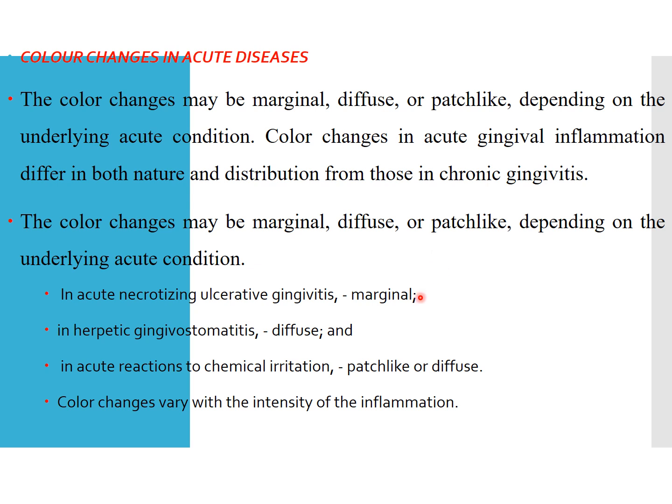Mostly it will be a whitish gray color for the acute diseases. In acute necrotizing ulcerative gingivitis it will be marginal. In herpetic gingivostomatitis it will be diffuse. And in acute reactions to chemicals it can be patch-like or diffuse. Color changes vary with the intensity of inflammation. So in acute infectious disease, it can be either marginal, diffuse or patch-like, and it will be mostly a whitish gray or gray pink color.